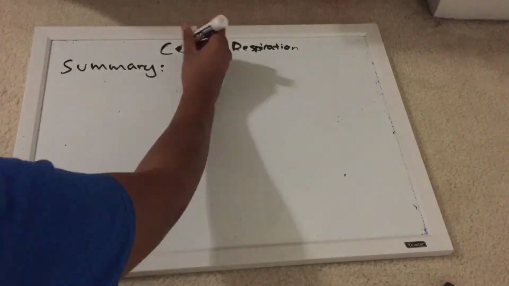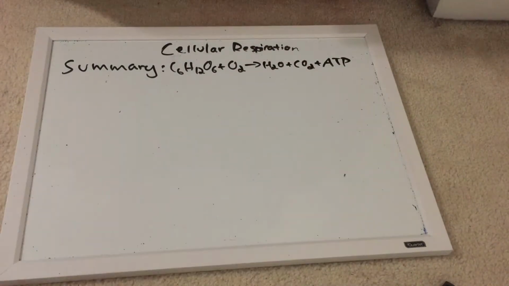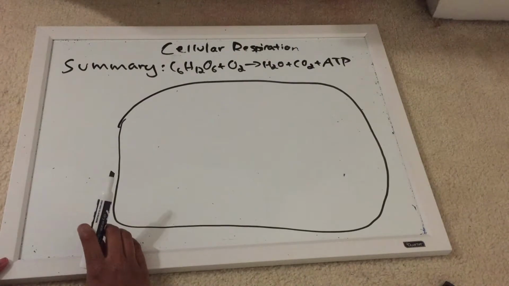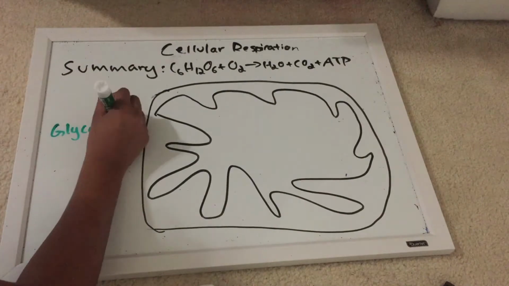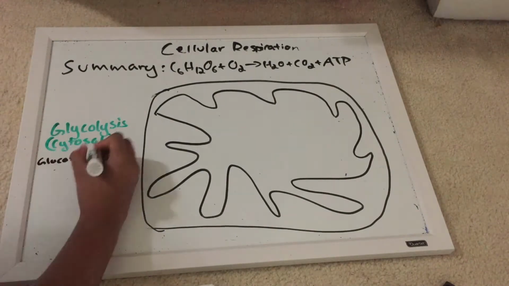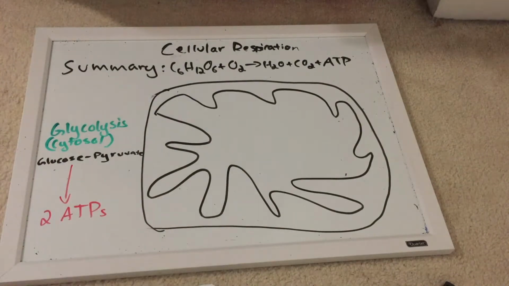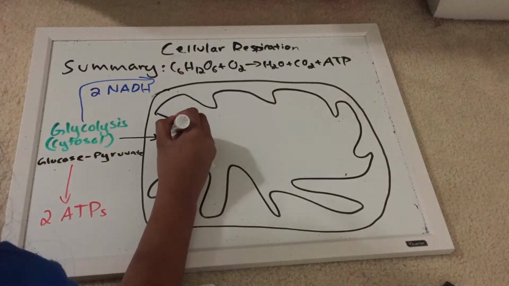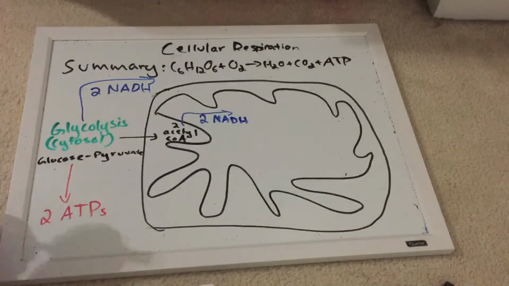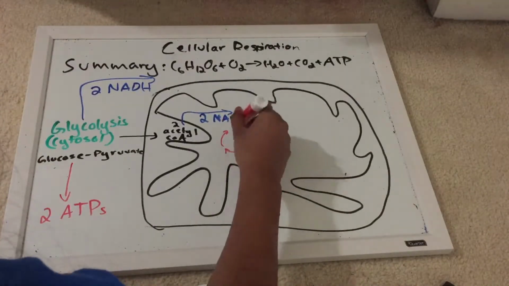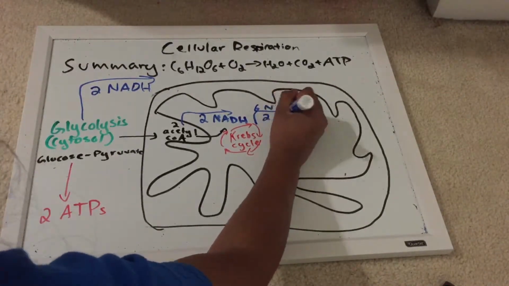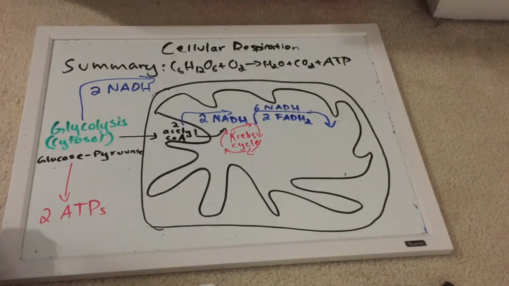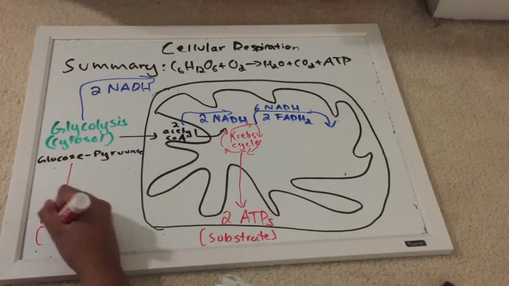To sum this up, what enters as glucose and oxygen leaves as water, carbon dioxide, and energy. How does this occur? Well, 4 stages. Glycolysis produces 2 pyruvates, 2 ATPs, and 2 NADH. The pyruvates are then catalyzed into acetyl-CoA, and this process creates 2 NADH. The acetyl-CoA enters the Krebs cycle, and the Krebs cycle produces about 6 NADH, 2 FADH2, and 2 ATPs through substrate-level phosphorylation.